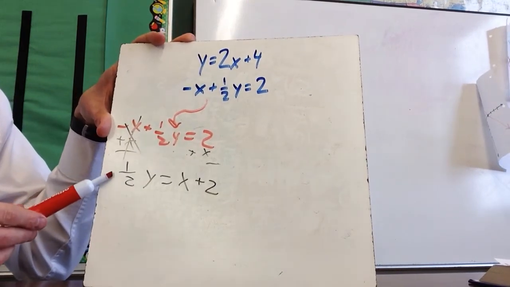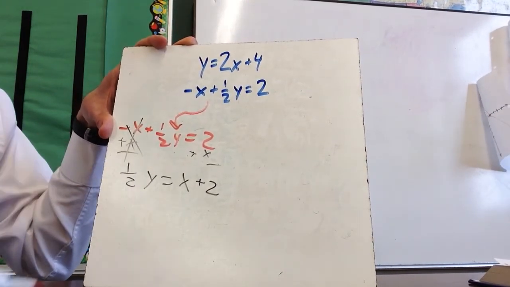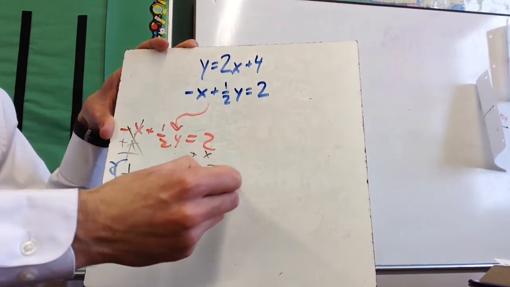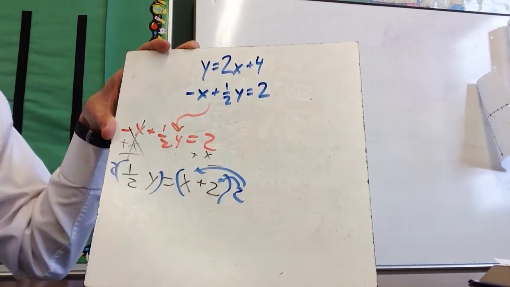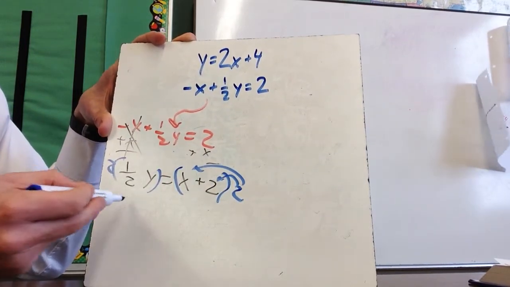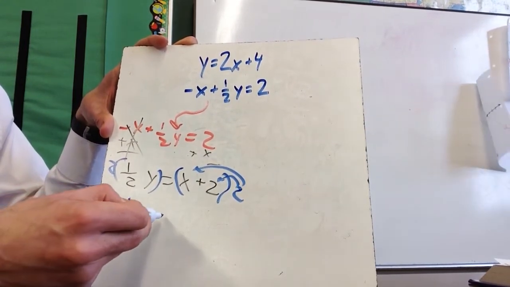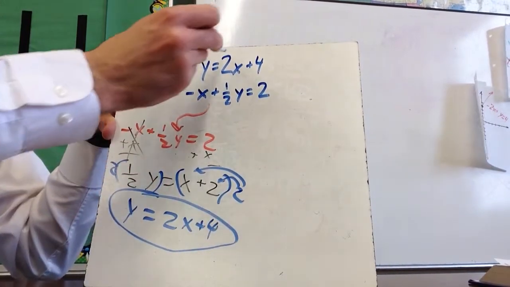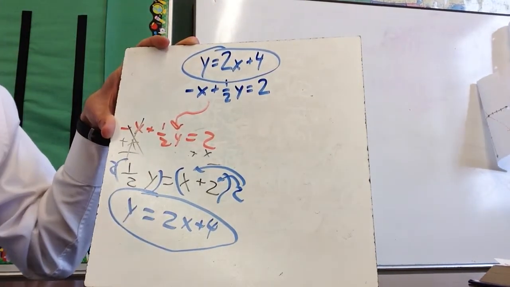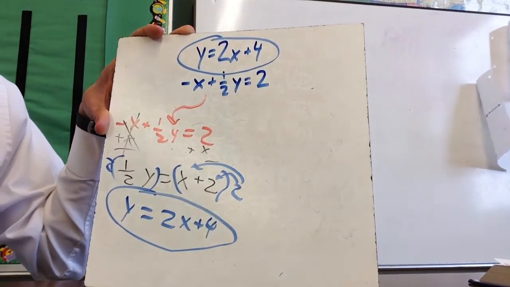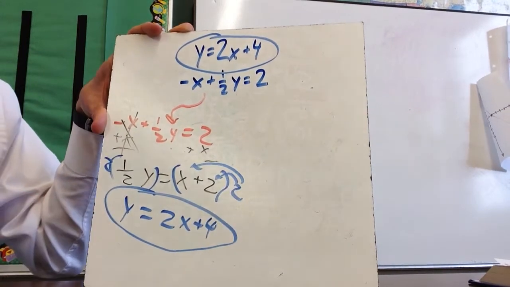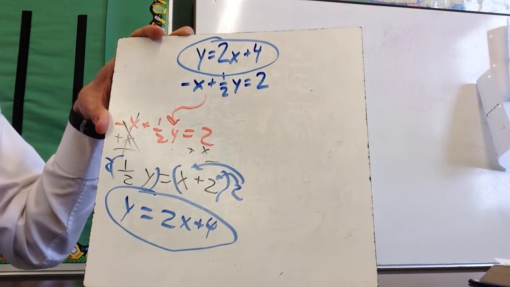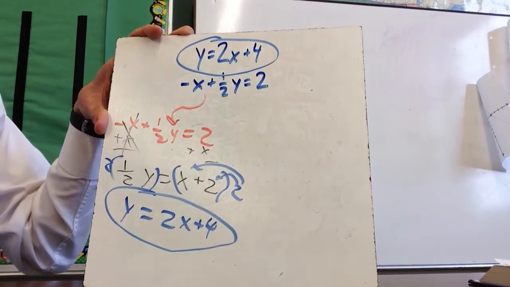But I want to get rid of this 1/2, so I'm going to multiply both sides by 2. So I'm going to multiply this by 2, and then I'm going to multiply this by 2, keeping in mind that this is the distributive property. 2 times 1/2 is 1, so this is y equals 2x plus 4. So my two lines are this one and this one. Now you may notice something about that. y equals 2x plus 4, y equals 2x plus 4. They're the same line. So these two lines will always intersect because one is on top of the other one. They're the exact same line.